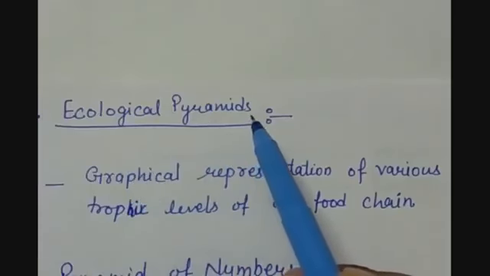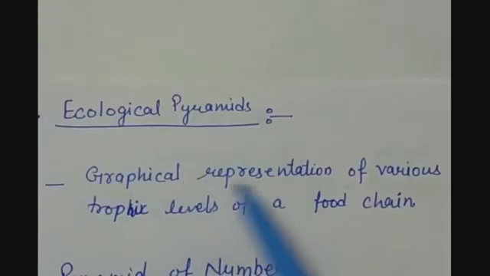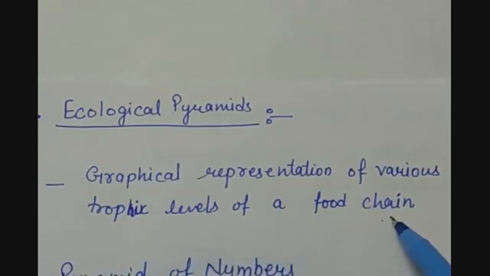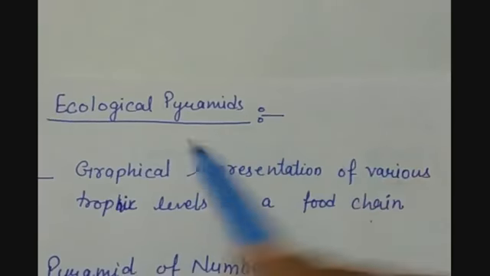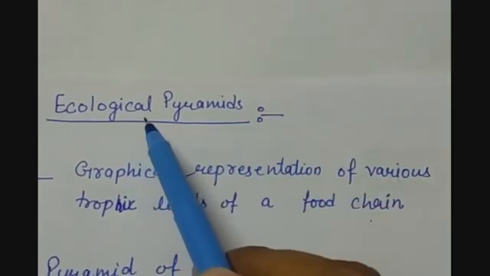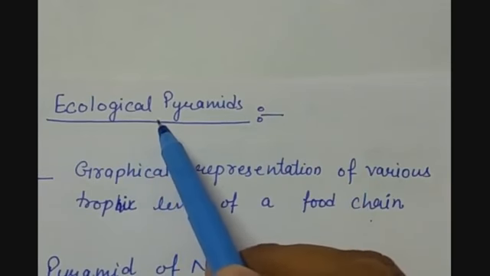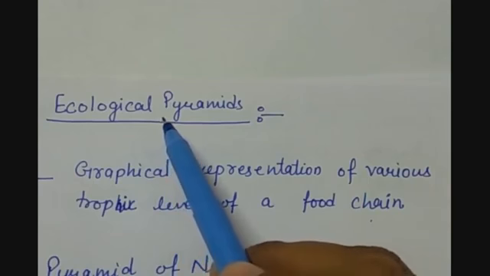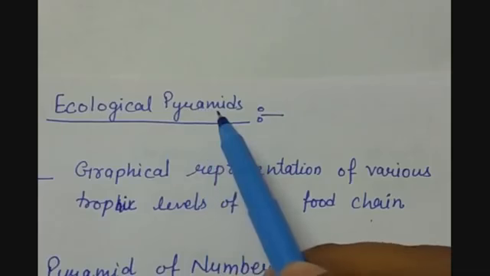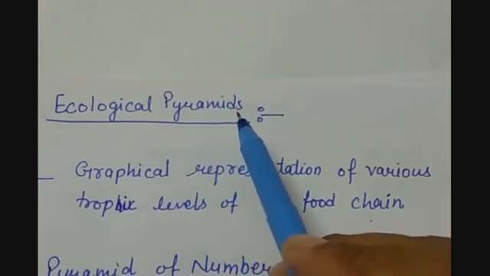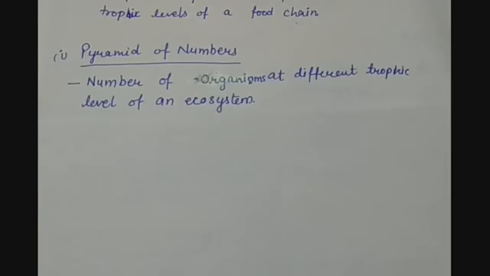Ecological pyramids. So children, a graphical representation of various trophic levels of a food chain which forms the pyramid-shaped structure is called an ecological pyramid. In an ecological pyramid, the producer level forms the base and the successive levels are formed by herbivorous, carnivorous organisms, and at the apex, the top carnivores come. Ecological pyramids are of three types.